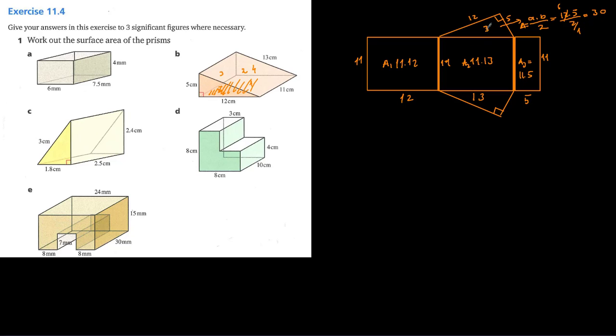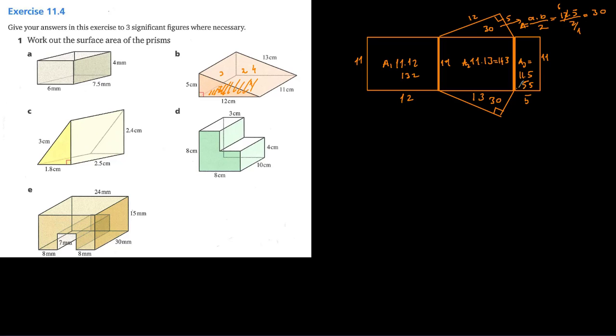And this is 30, not 30 degrees, 30. This area is also a cross section, that's why this is going to be 30. 11 times 13 is equal to 143. This is 132, and 11 times 5 is equal to 55.